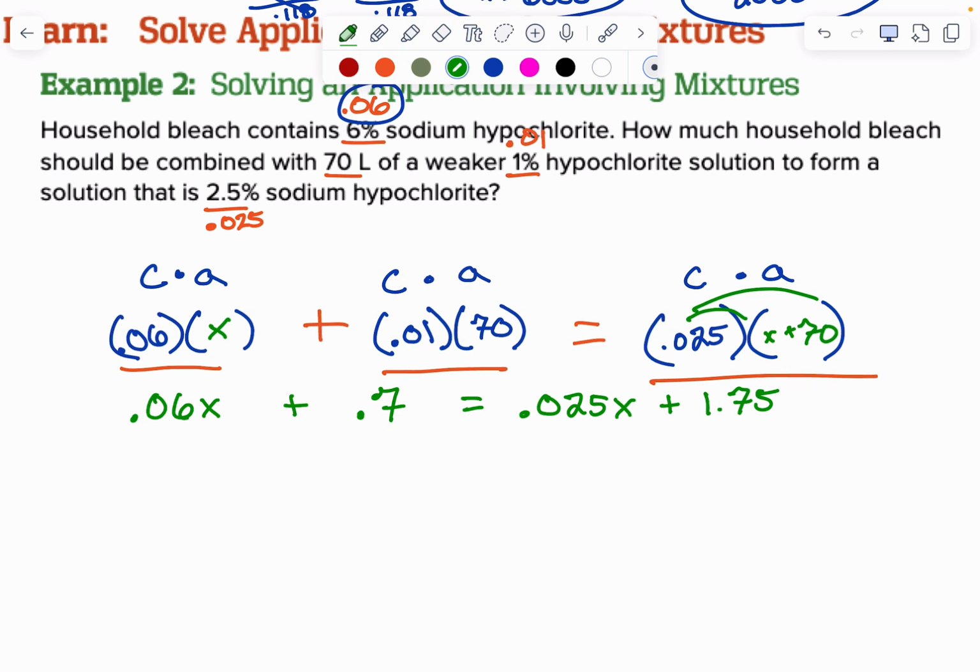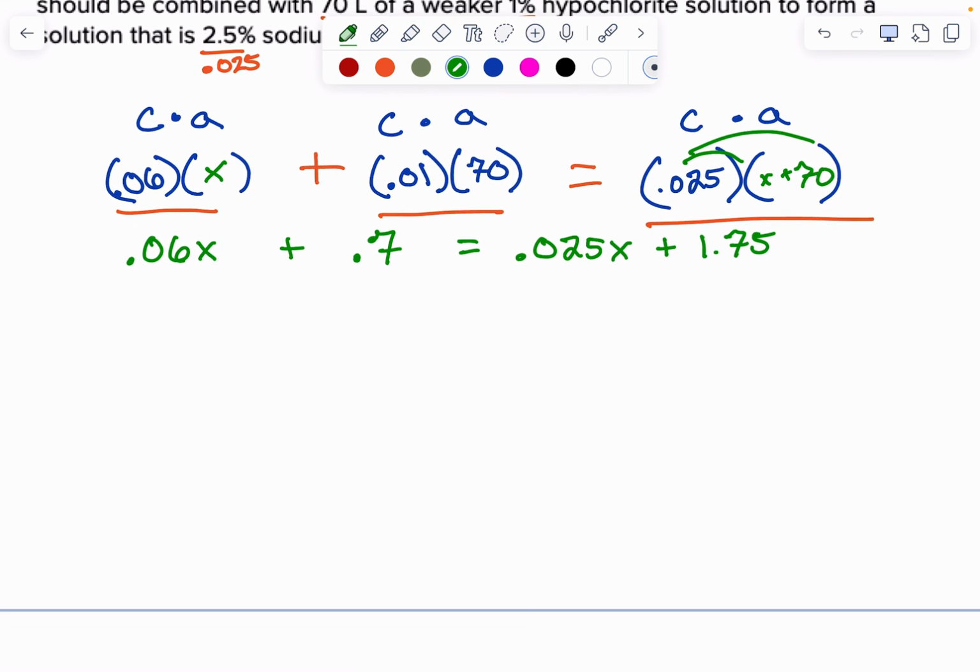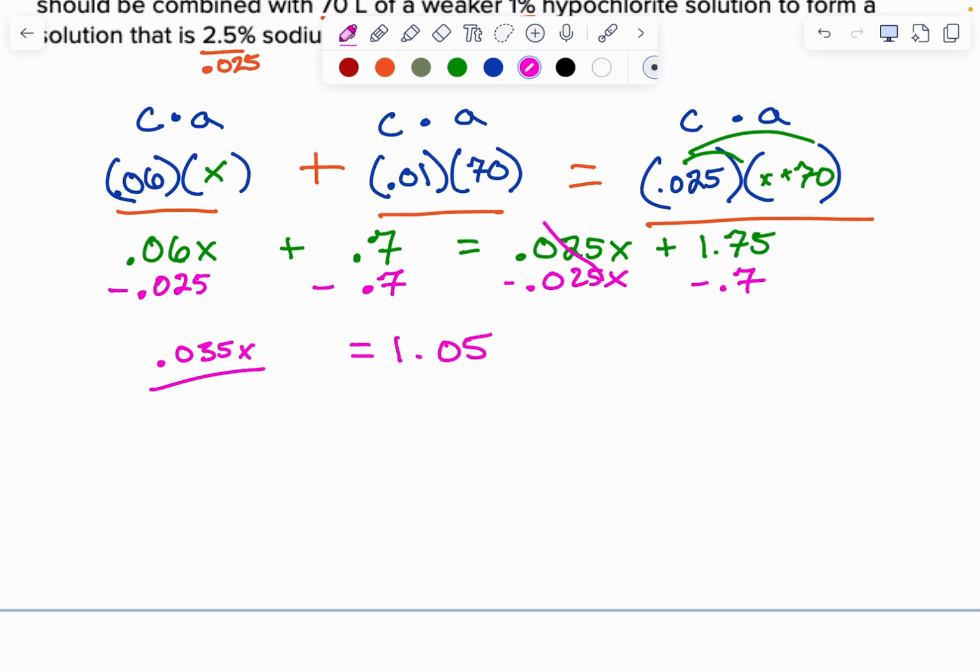It's decimals, it's not very nice, but let's move the minus 0.025 over to this side because that's going to make it positive, right? Okay, and that's going to be 0.035x. Then I'm going to subtract my 0.7 over here, minus 0.7, and that's going to be equal to 1.05. And then divide by 0.035.